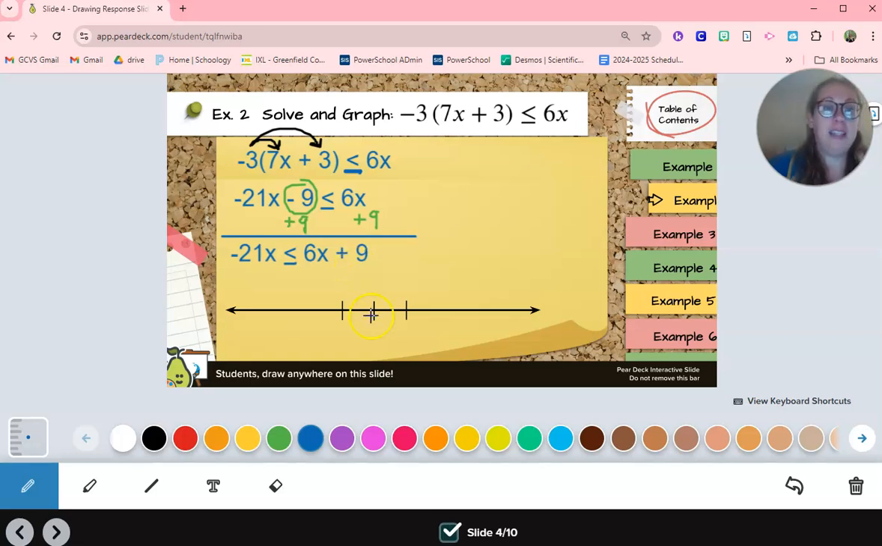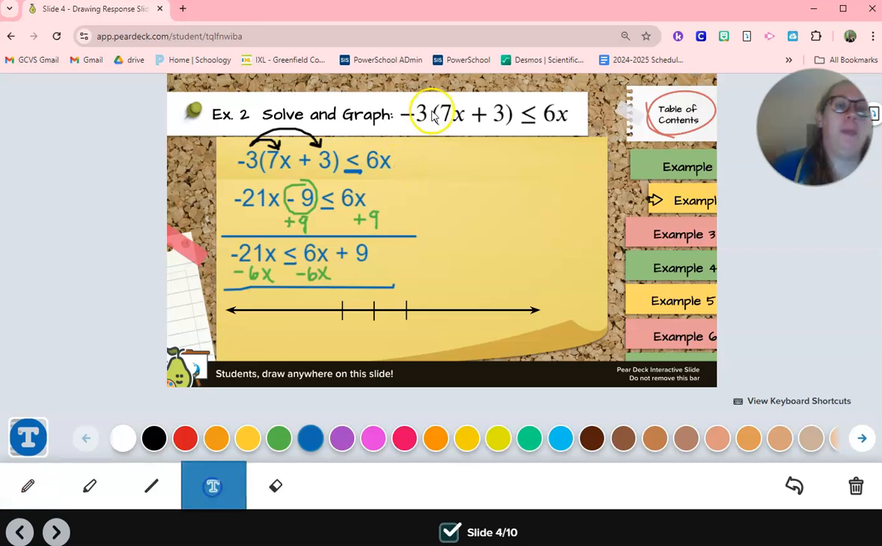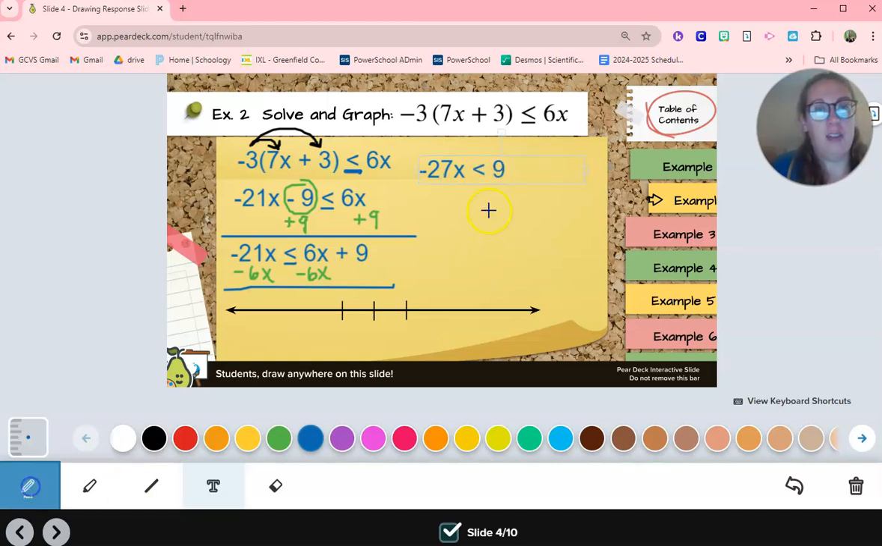We want the x's together, so the next thing I'm going to do is move this positive 6x by subtracting 6x on both sides. And I'm going to finish my inequality up top here. So now we have -21 minus 6 is a -27x, which is less than or equal to 9.